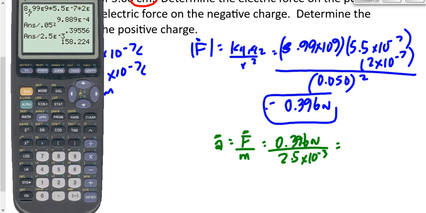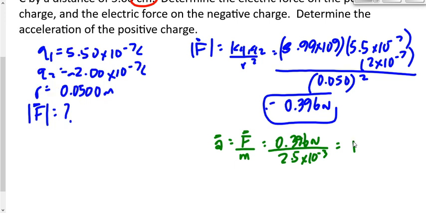158, or 1.6. Notice this is 2 digits because the mass only had 2 digits, but the force was 3 digits because we didn't use the mass in calculating the force. The units are meters per second squared, yes, thank you. So my units are wrong there, but I think my answer's right.